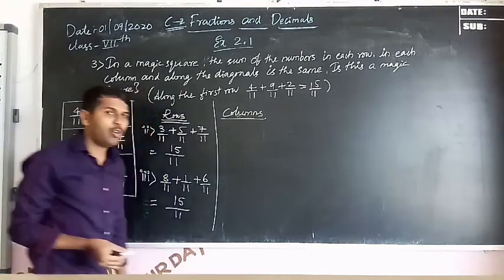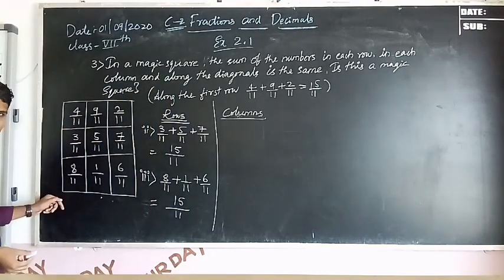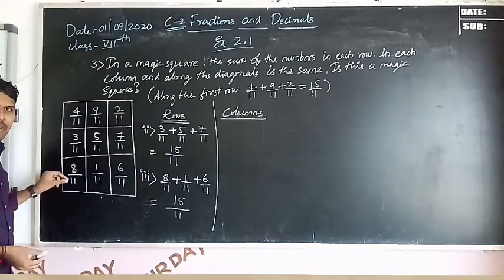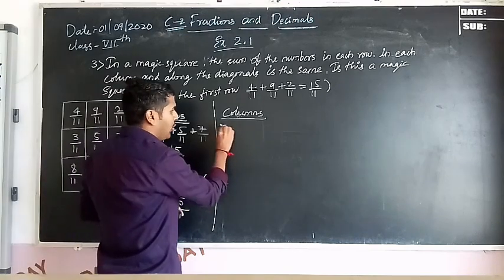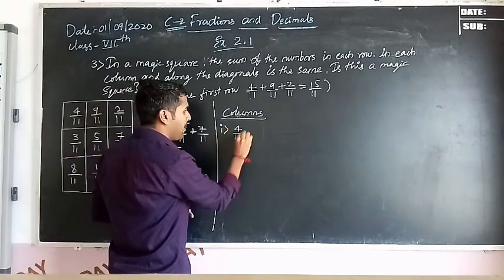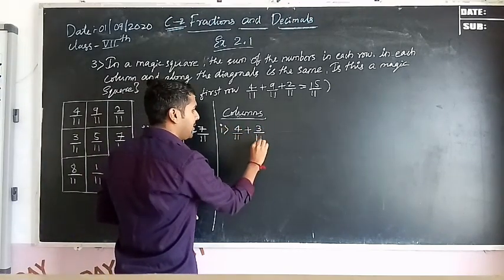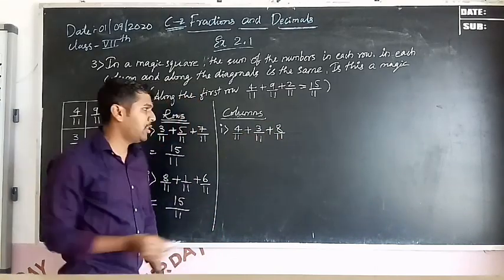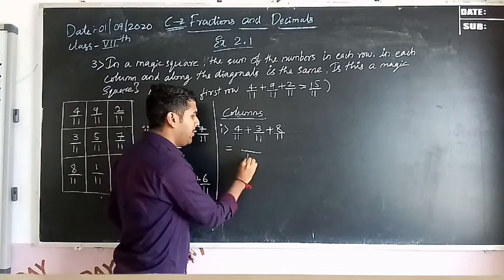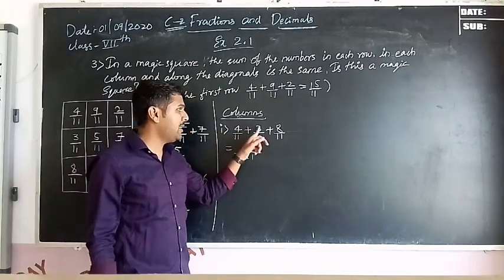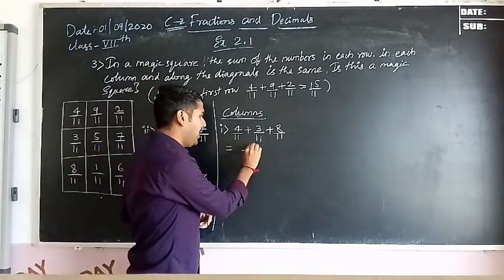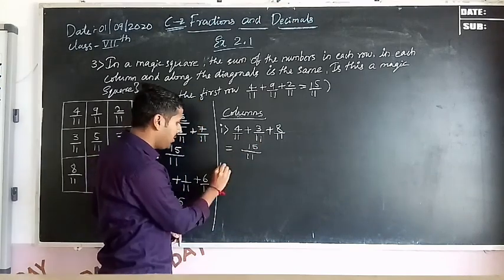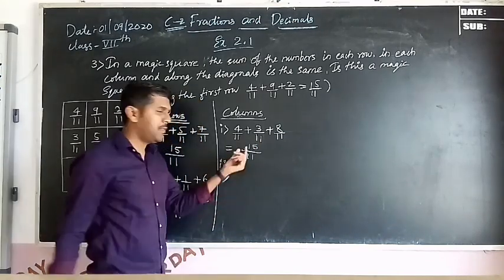Okay. So next, the columns. This is the first column, no? 4 by 11, 3 by 11, 8 by 11. So first column: 4 by 11 plus 3 by 11 plus 8 by 11. So add it. What will we get as the answer? So here 11 is common. 4 plus 3 is 7, 7 plus 8 is 15. So the first column has a sum of 15 by 11.